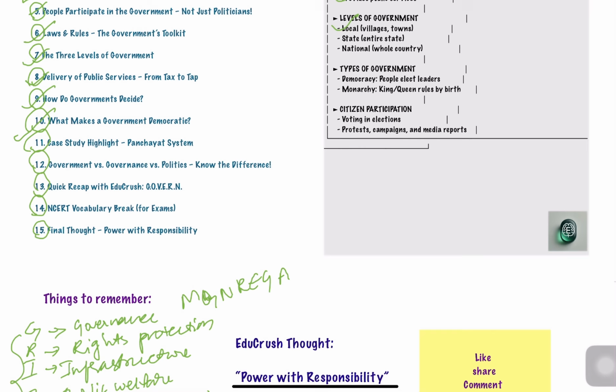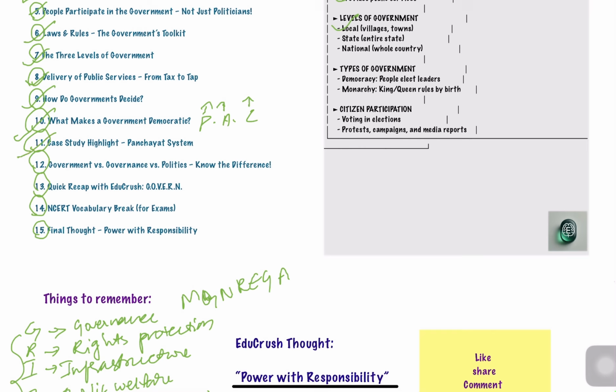Next, the 10th one: what makes a government democratic. We discuss two golden qualities, participation and accountability. Participation in the sense all citizens should have a say. Accountability in the sense the government must answer for its actions. We can remember this with the EduCrush code PAC. P stands for participation, A stands for accountability, C stands for citizen power. Exam pointer: in a democracy, power lies with the people.